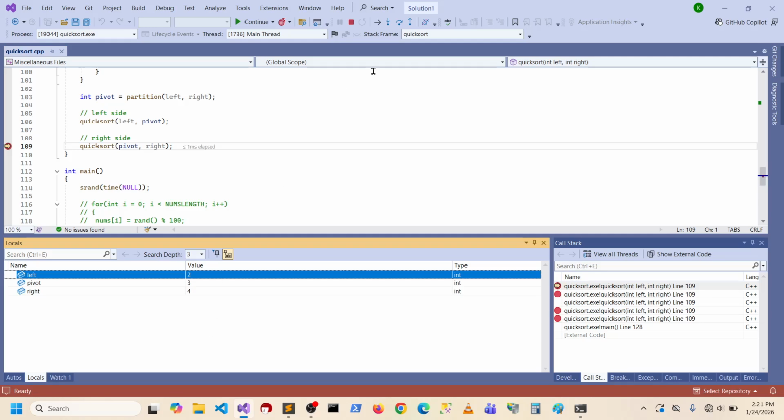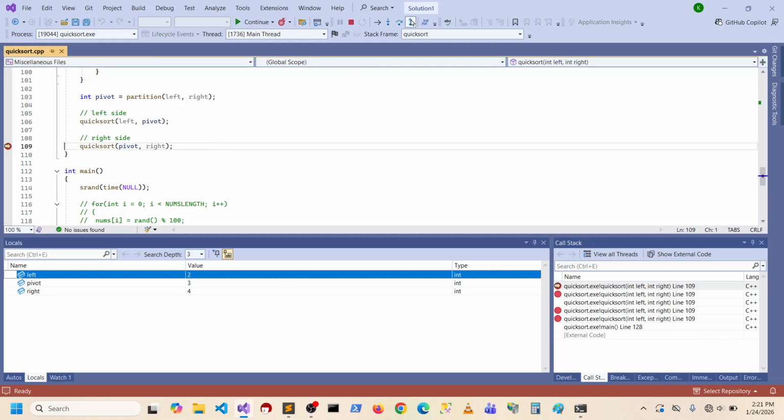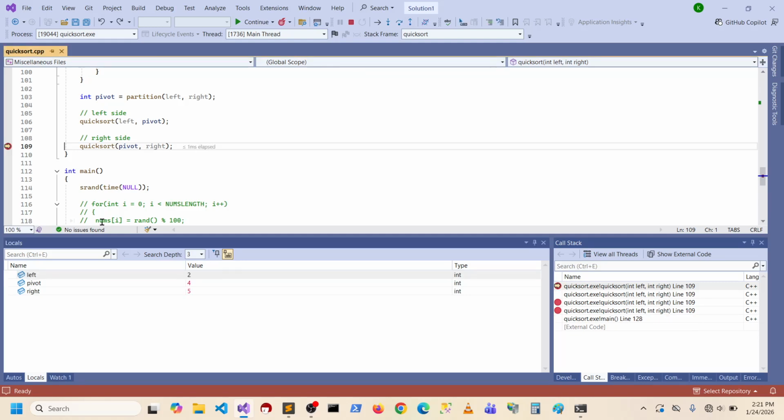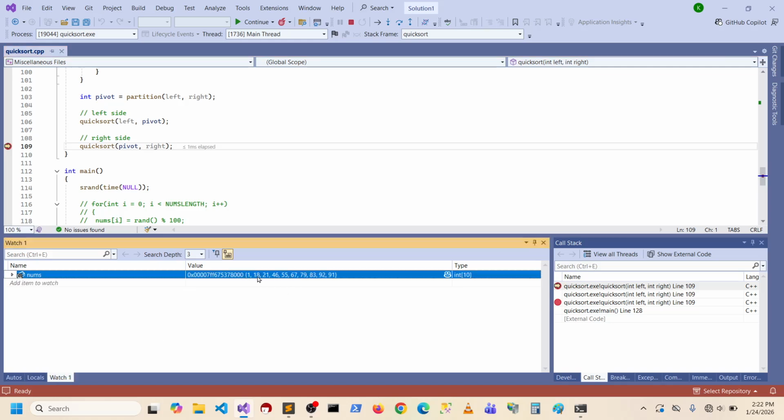2 and 4. That's not it. 2 and 5. We're still on the left side then. 0 and 5. 0 and 7. Okay, 5 and 7. Now we're on the other side. 0, 1, 2, 3, 4, 5. So 67 and 83. So we know this code is correct.